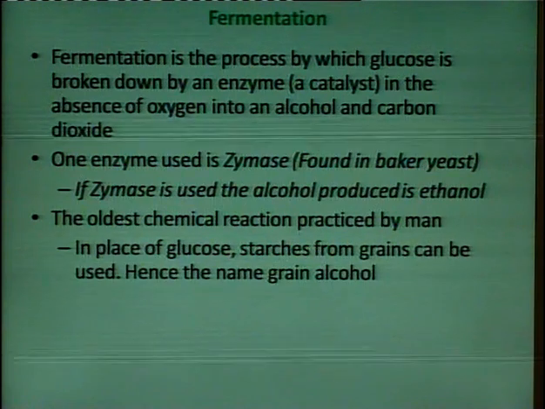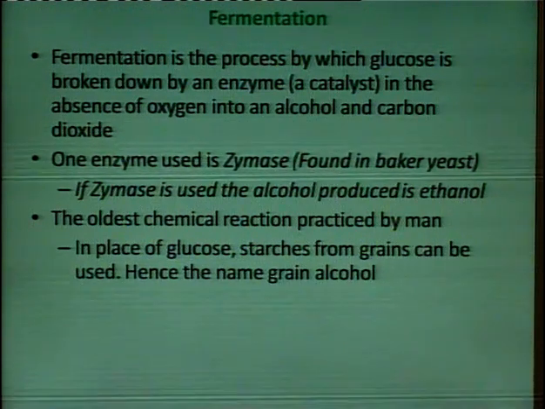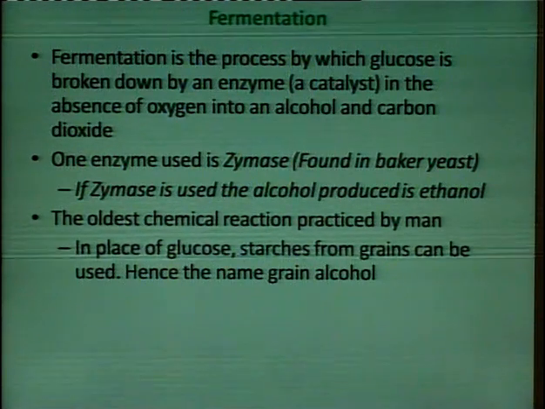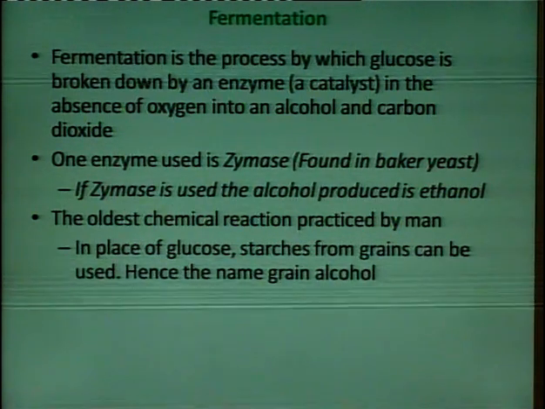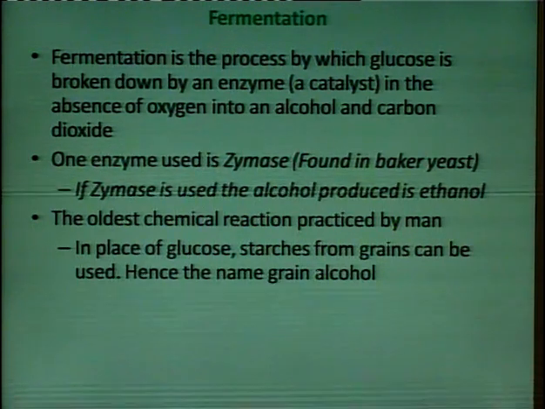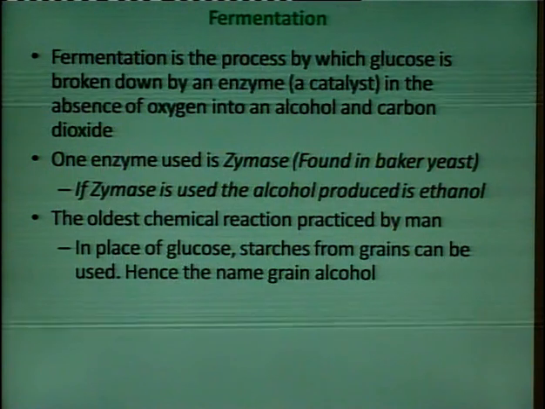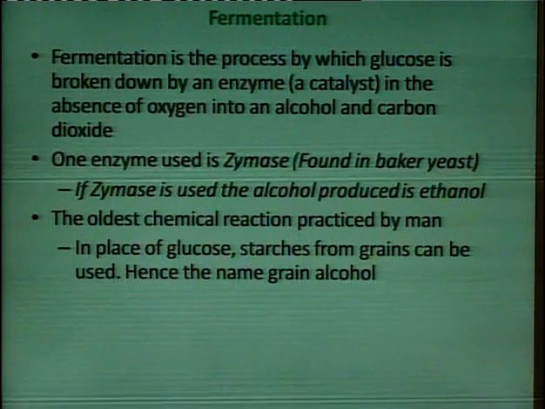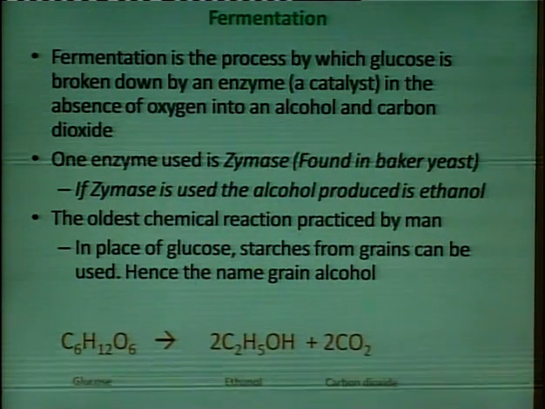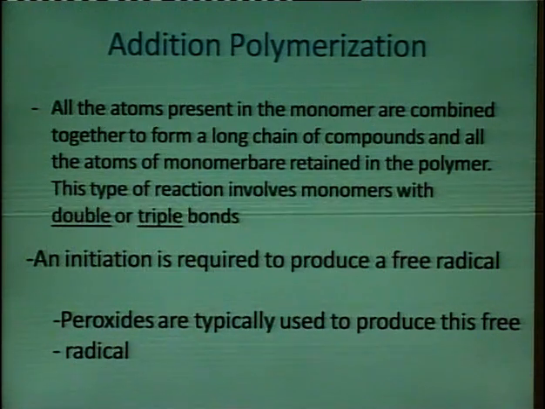The next type of reaction is fermentation. Fermentation is the process by which glucose is broken down by an enzyme, a catalyst, in the absence of oxygen into an alcohol and carbon dioxide. The enzyme used is zymase and it is also found in baker's yeast. It is one of the oldest chemical reactions practiced by man. Glucose or starch from grains can be used, and hence the alcohol produced is also known as grain alcohol. So, glucose reacts in the presence of zymase from yeast and it produces ethanol and carbon dioxide.